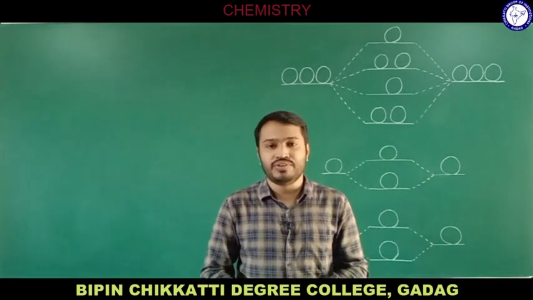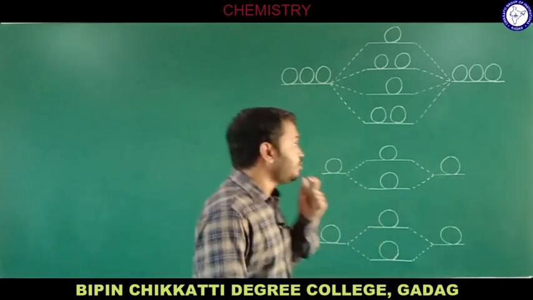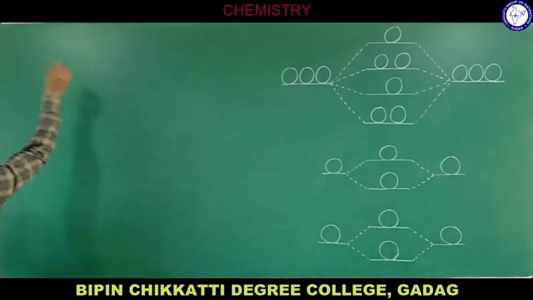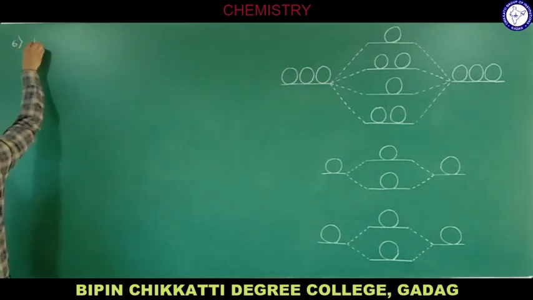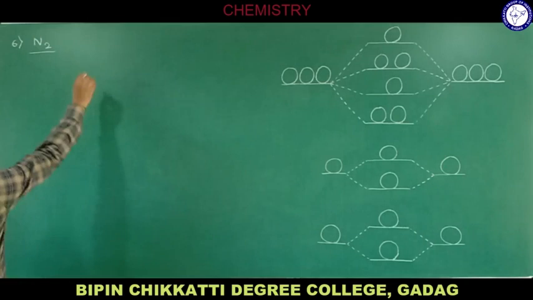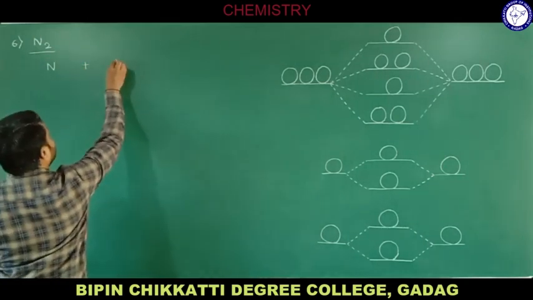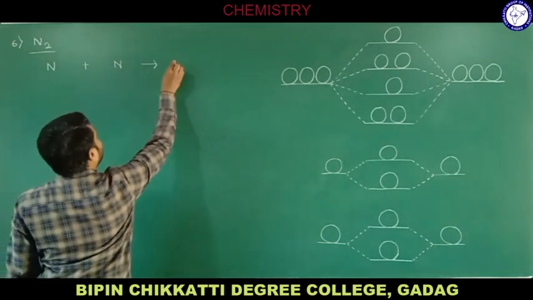Now I am going to move on to some other examples of MOT. Example number 6, nitrogen molecule. So let me write here, the 6th example is a nitrogen molecule. So one nitrogen combines with one more nitrogen, we get a nitrogen molecule.